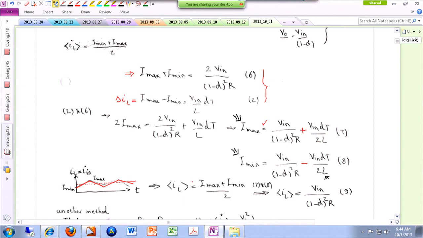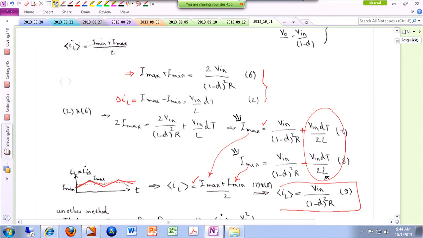So, okay, the average value of the inductor current is the maximum value of the inductor current plus the minimum value of the inductor current over 2. I have I max here, I place it from here. I have I min, I place it over here. These two terms just cancel out each other because they are going to be added with each other and they are opposing each other. And then the division by 2 only gives me this expression. Okay? On average, the inductor current is V in over 1 minus D squared times R.